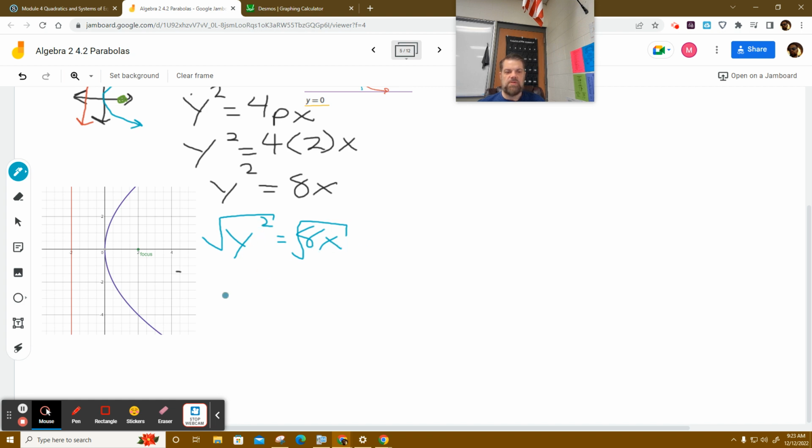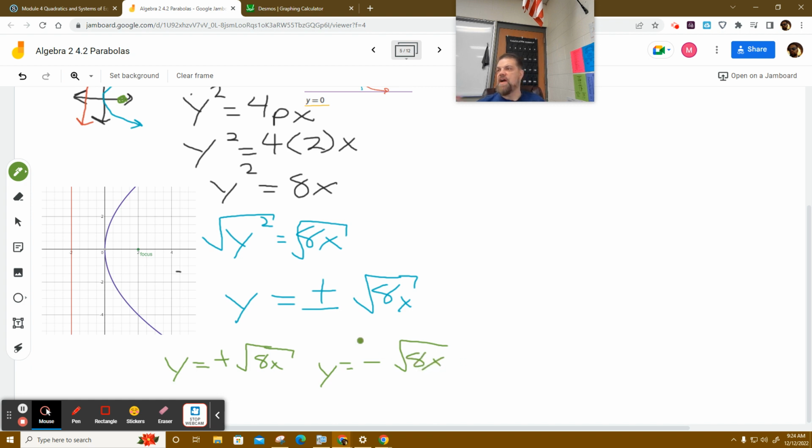Now, when you take the square root of this, you get y equals, whenever we take the square root, what's the one thing we have to remember? Plus or minus the square root of 8x. So now what that means is that's going to give me two equations. One equation will be y equals the positive square root of 8x, and y equals the negative square root of 8x. And this is how you have to graph all these sideways horizontal parabolas.